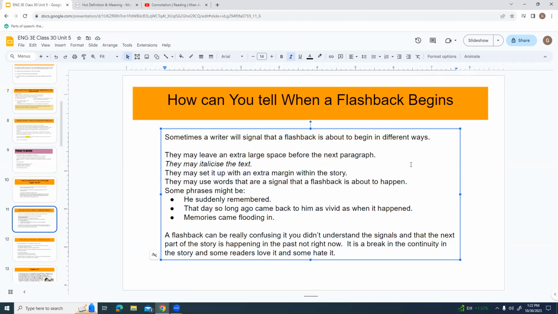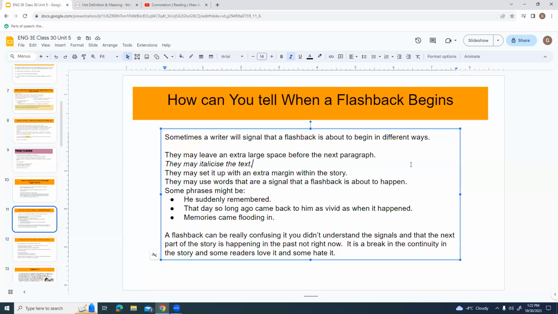They may set it up with an extra margin within the story, like indent it a little bit, or they may use words that are a signal that a flashback is about to happen. Some phrases might be things like, he suddenly remembered, or that day so long ago came back to him as vivid as when it happened, or memories came flooding in. A flashback can be really confusing if you didn't understand the signals and that the next part of the story is happening in the past, not right now. It is a break in the continuity of the story.